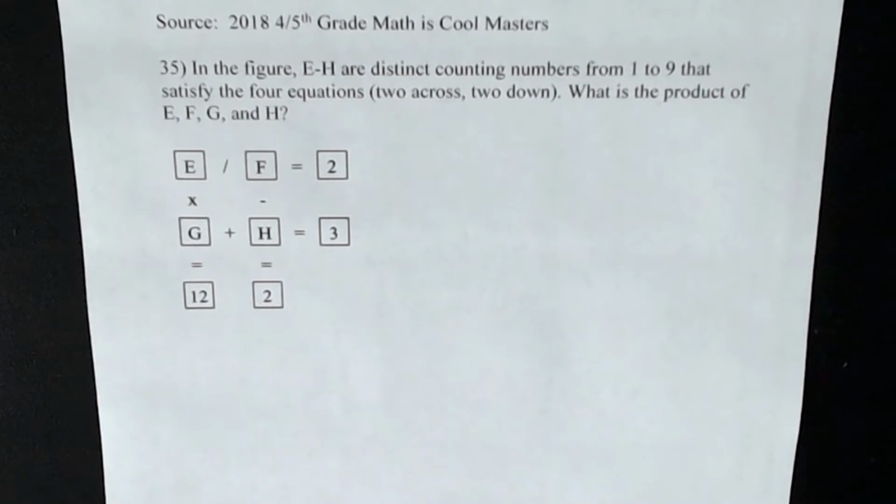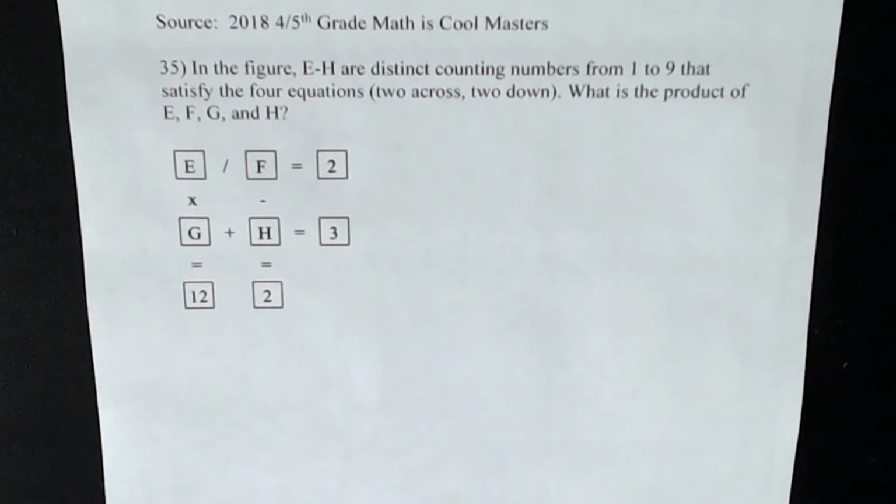Today we'll be going over how to solve question 35 from the 2018 4th and 5th grade Math at School Masters. In the figure, e to h are distinct counting numbers from 1 to 9 that satisfy the four equations. What is the product of e, f, g, and h?